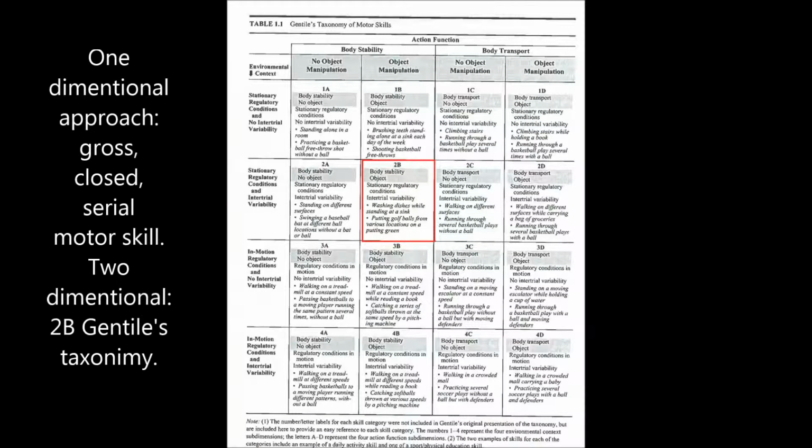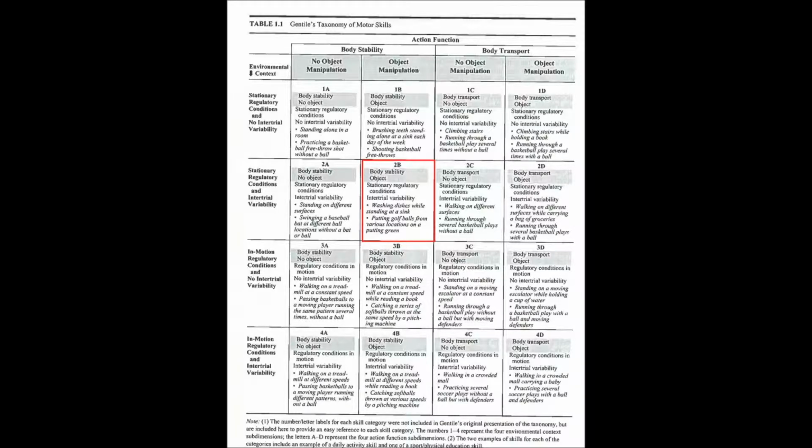You cannot be serious! The tennis serve, using a one-dimensional approach, can be classified as a closed and gross skill, as well as a serial motor skill, as it involves a series of discrete skills. It is categorized in 2B of Gentile's two-dimensional taxonomy table, as it involves object manipulation via the racket and ball, and low intertrial variability, shown by the side of the court you serve from and your position on the baseline, as well as stationary regulatory conditions including the racket, the height of the net, court dimensions, and the ball.